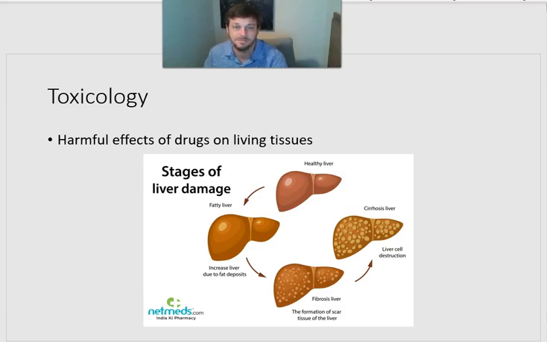And then, of course, toxicology, right? So the harmful effects of this drug on living tissue. That's basically what toxicology is. And the difference between a drug and a toxin is dose. I think Paracelsus, some medieval scientist, was quoted as saying that the difference between a toxin and a drug, a medicine and a toxin, is dose.